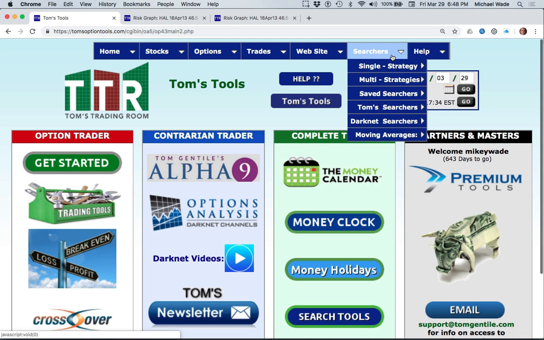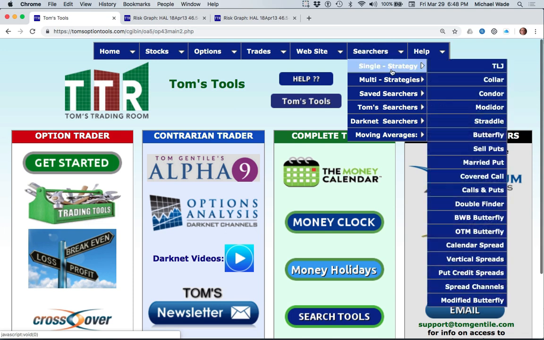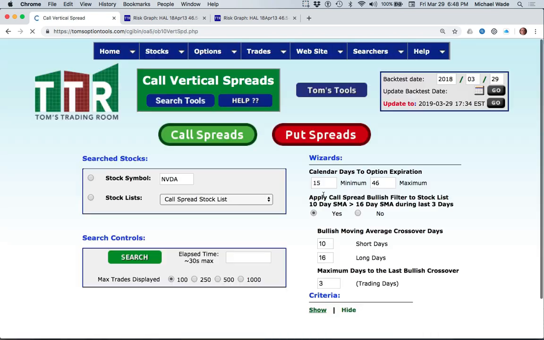Find this wonderful ranker. You go to Searchers, Single Strategy, and Vertical Spreads. All right. Simple scanner. First off, note that you can do call spreads or put spreads. All right, so bullish or bearish. I am back testing 1 year from today's recording.